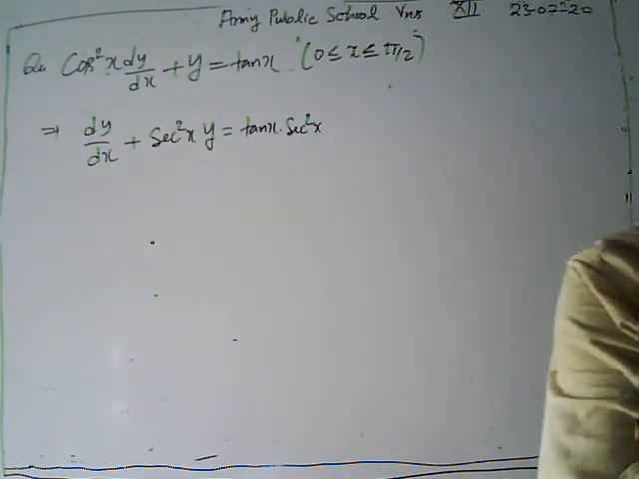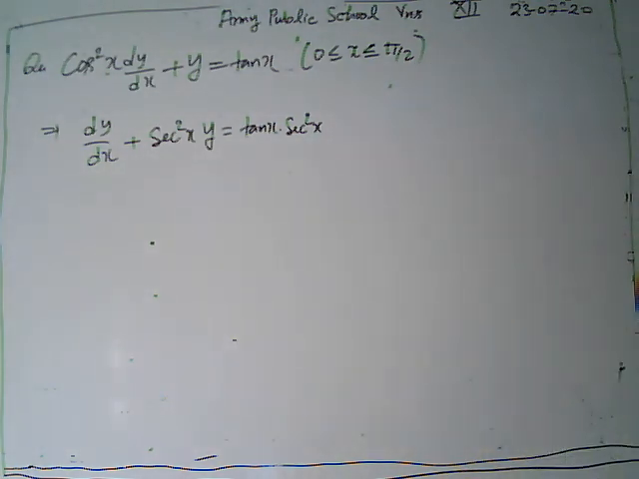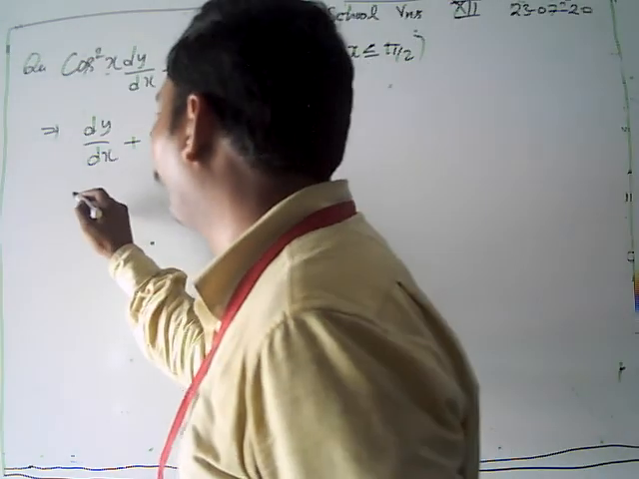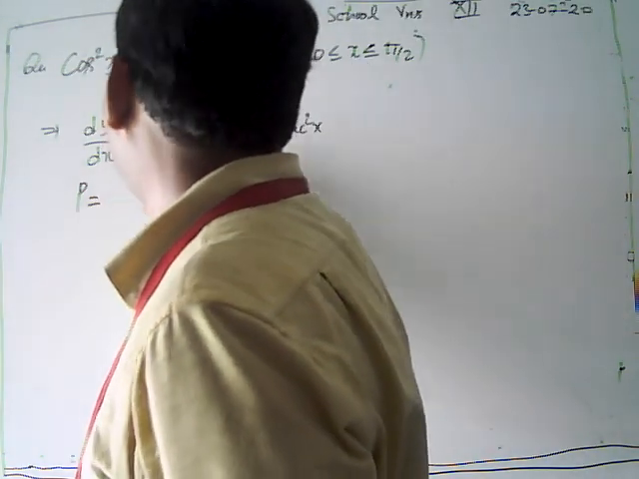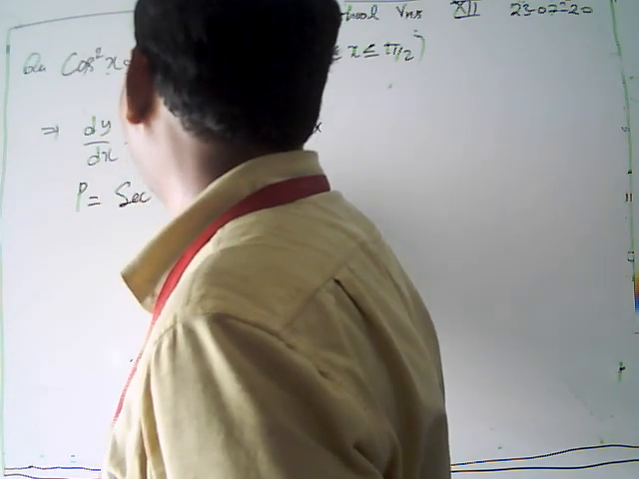Now what do we get? First of all, we have converted it into our standard form. Now it is in standard form. Then comparing with p, what is our p? p is sec square x. What is our q?